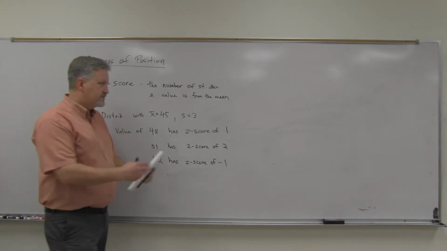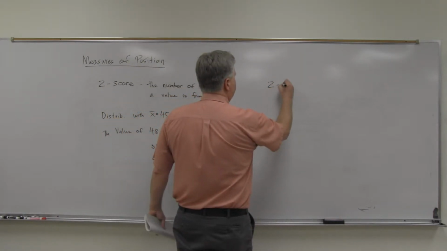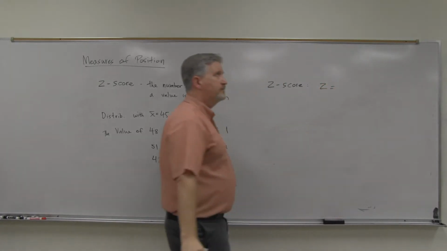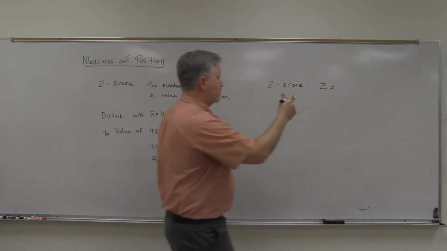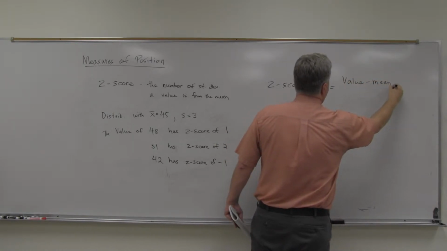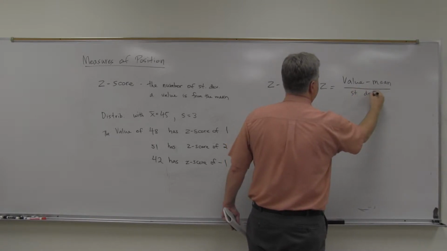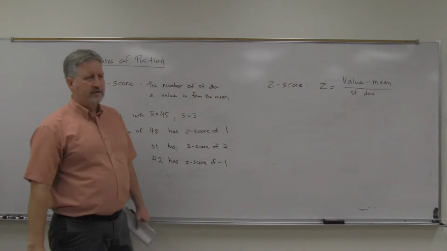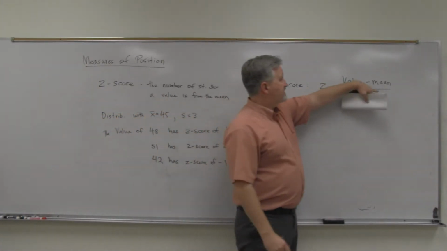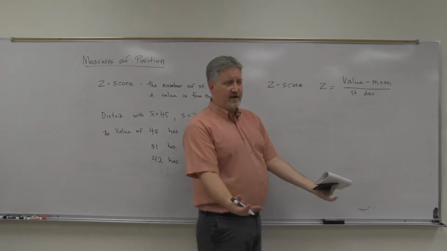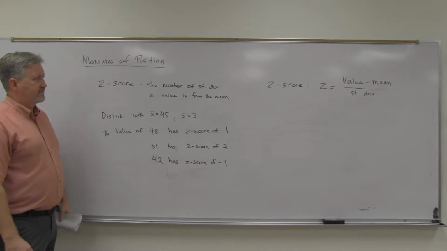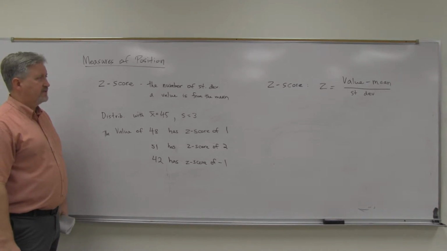Here's the formula for z-score. What you do is you take the value minus the mean and then divide by the standard deviation. That's how you compute z-score. Now you might notice there, value minus mean, that's deviation, and so you divide by the standard deviation, so that's what's kind of different about the z-score. You're dividing by the standard deviation.